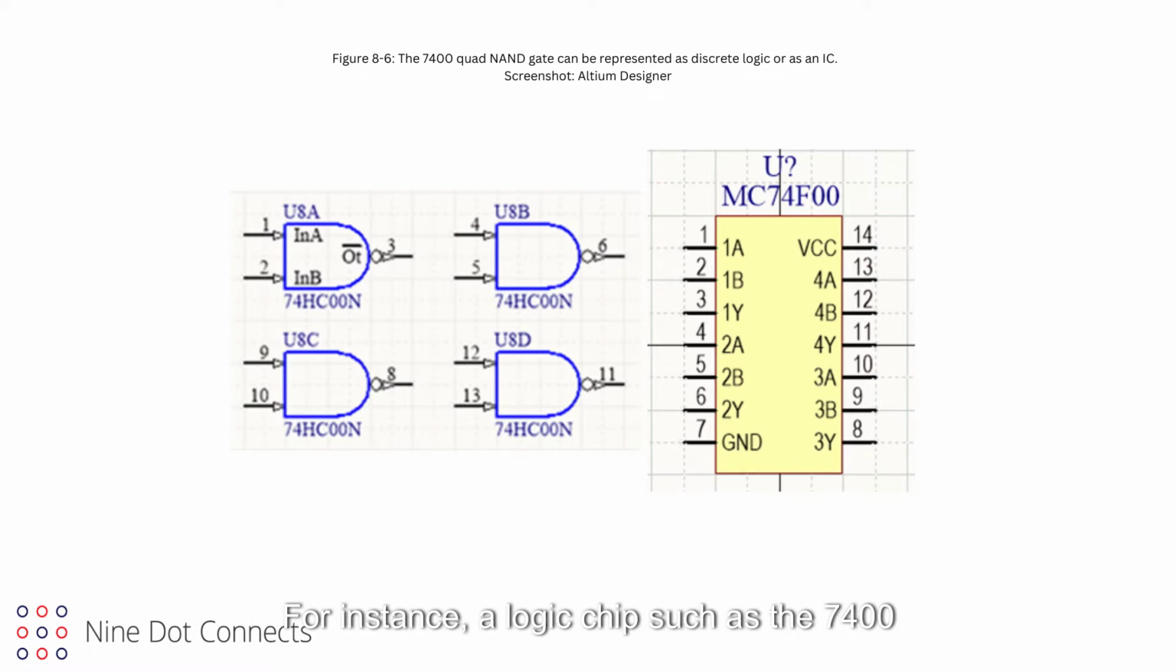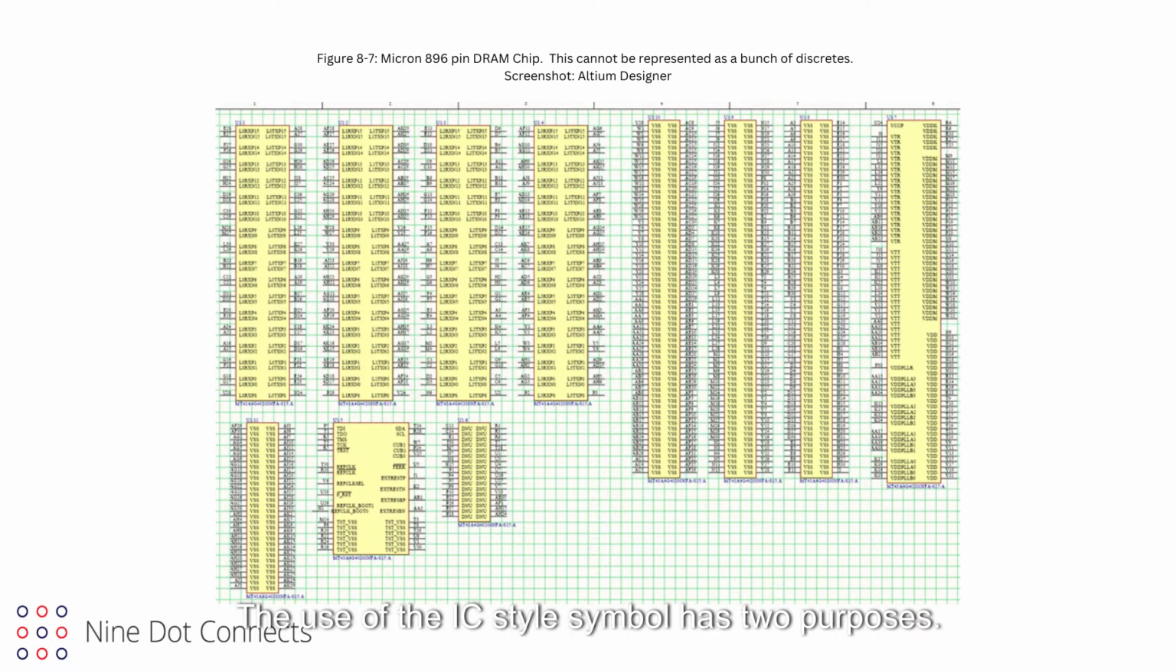For instance, a logic chip such as the 7400 quad NAND gate could be shown on the schematic as either 4 separate symbols, or represented as a single IC chip. The use of the 4 separate gates allows the user to follow and understand what the circuitry was trying to accomplish. This practice of using discretes to help the user analyze the circuit is still used in power and analog circuitry. The use of the IC style symbol has two purposes.